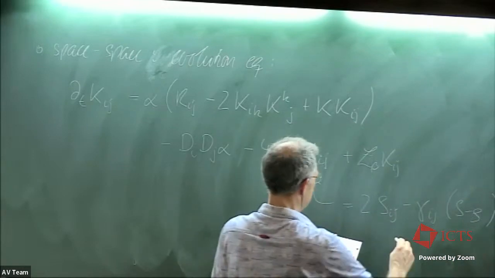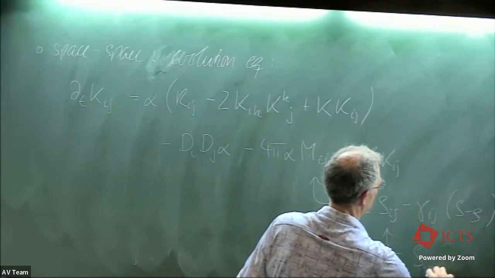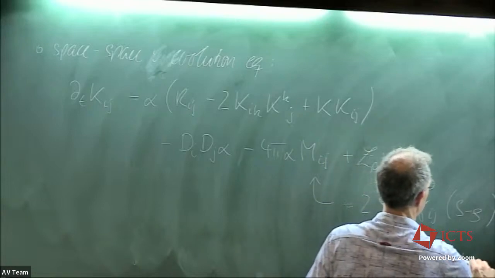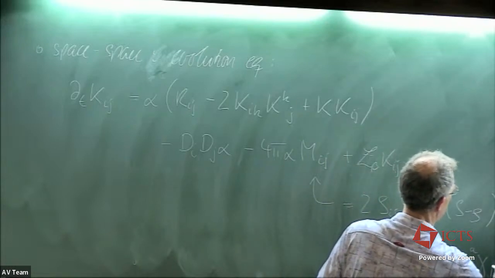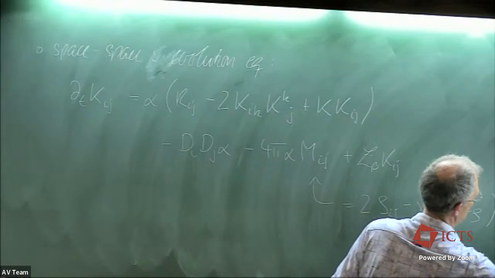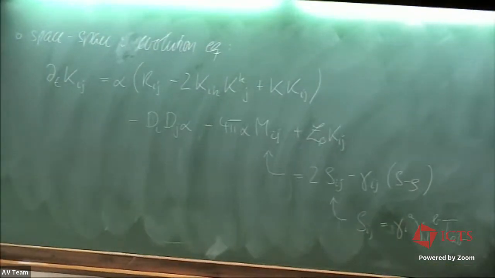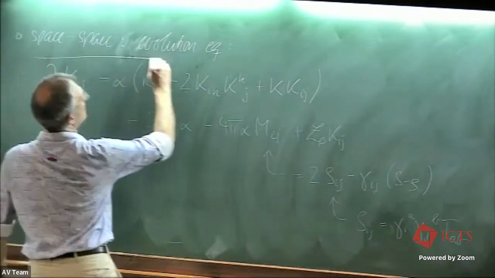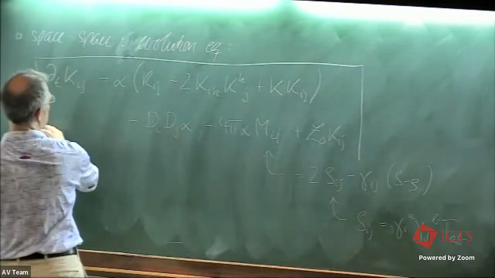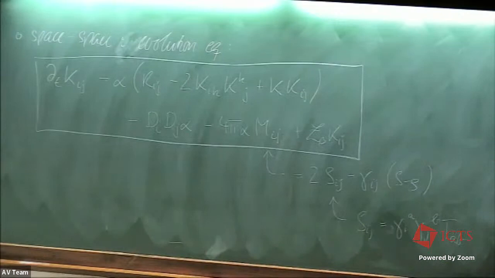Okay, and what the heck is that? Well, S_ij I defined as the projection of the stress energy tensor, i.e. gamma_i^a gamma_j^b T_ab. Okay, it's the stress observed by a normal observer. Okay, so this is the evolution equation. And actually we should put boxes around these equations. So here's our evolution equation. This was our Hamiltonian constraint. And here is the momentum constraint.